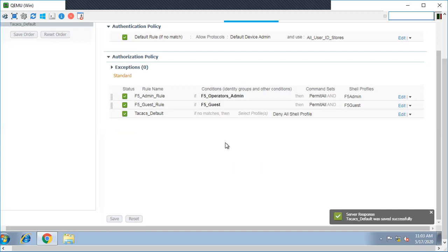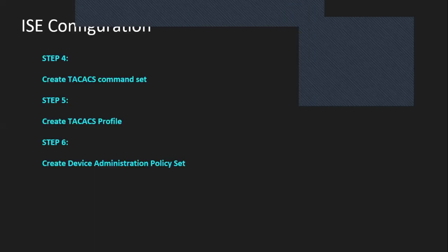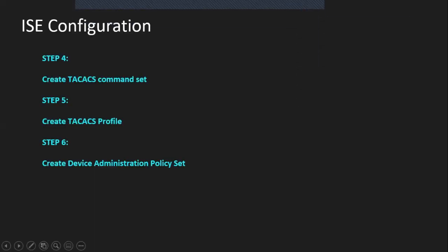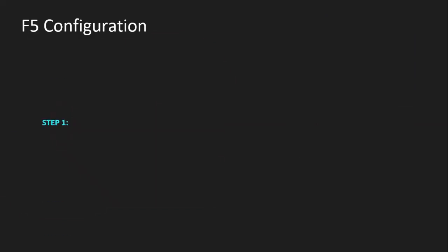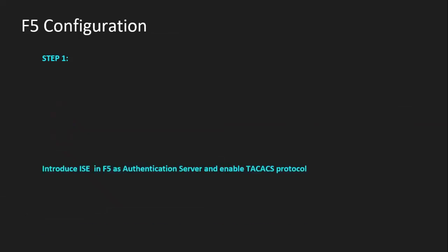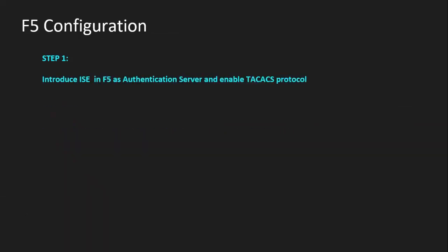Now let's move on to the next section. So we have completed all the steps on ISE configuration. And now let's move on to the next section, which is F5 configuration for TACACS on F5. F5 configuration is even simpler if you compare it with ISE configuration, whatever we have done so far. The first step on F5 would be to introduce ISE as authentication server, and we enable the TACACS protocol.